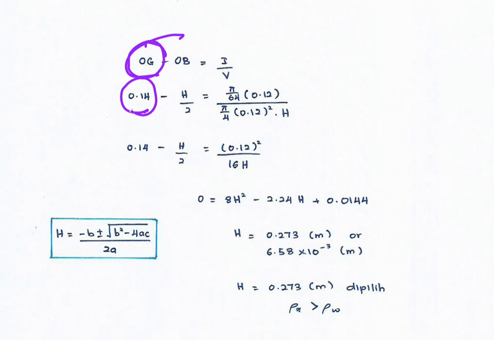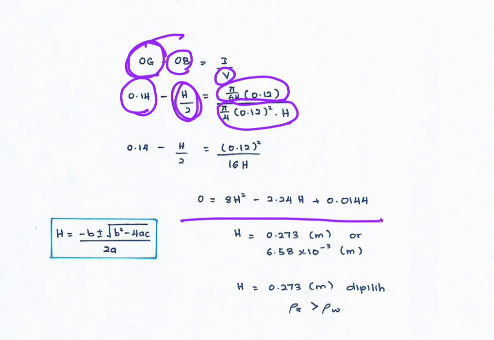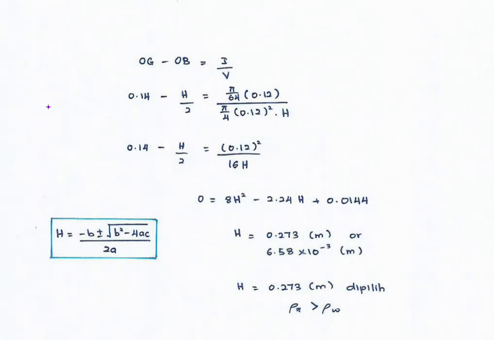Minus OB here, which is H over 2. Then the I moment can be calculated like this one, and the volume can be calculated as this one. If we write all of this, we could find this quadratic equation: 0 is equal to 8h square minus 2.24h plus 0.0144. Then we could have two answers. One is 0.273 meter and another one is 6.58 times 10 to the power of minus 3 meter.